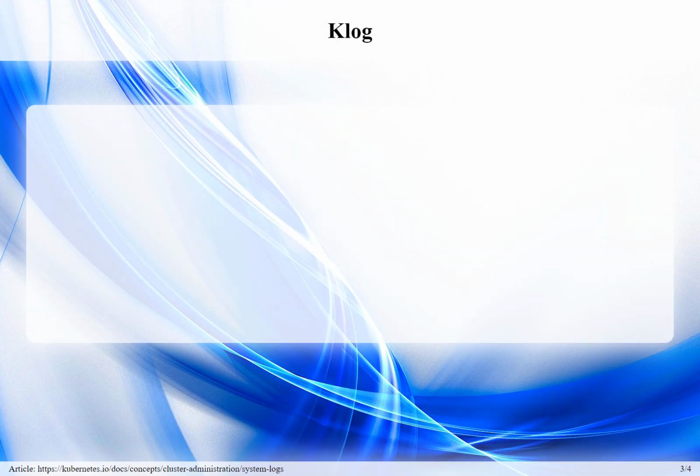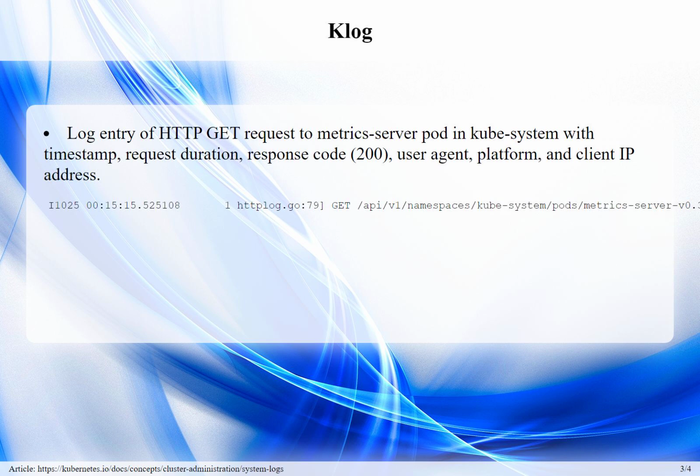Klog. This code is a log entry indicating an HTTP GET request made to the metrics server pod in the kube-system namespace. It shows the timestamp of the event, the duration of the request, 1.512 milliseconds, and a response code, 200, along with other details like the user agent, platform, and client IP address.